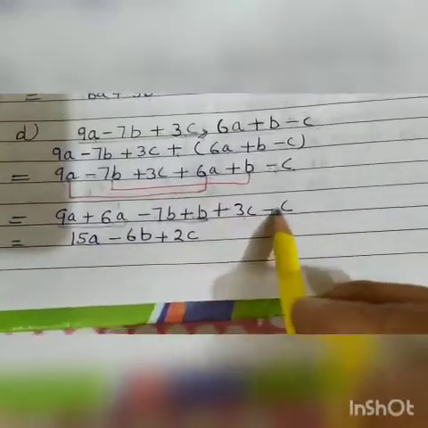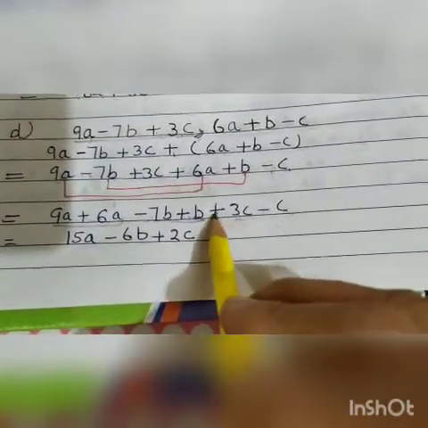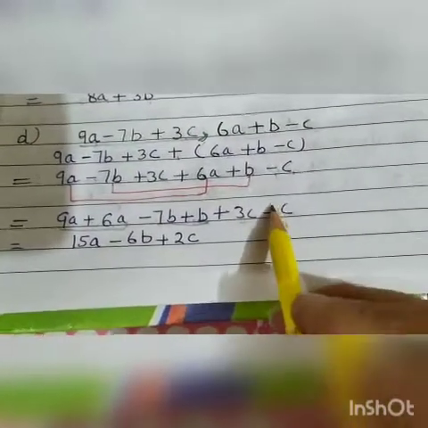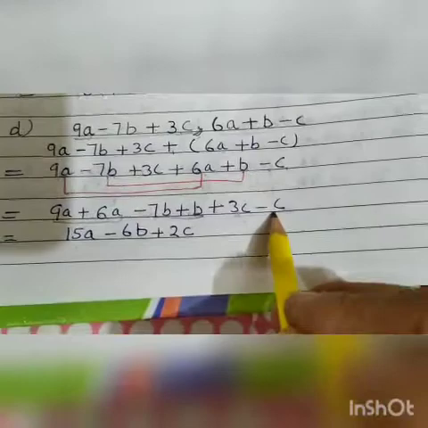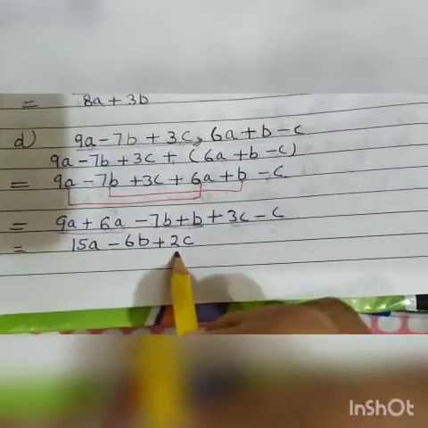Again plus 3c minus c. These two terms are again with opposite sign. This is plus 3, this is minus 1c. So again we will subtract the smaller one, 1, from this 3. We get plus 2c.